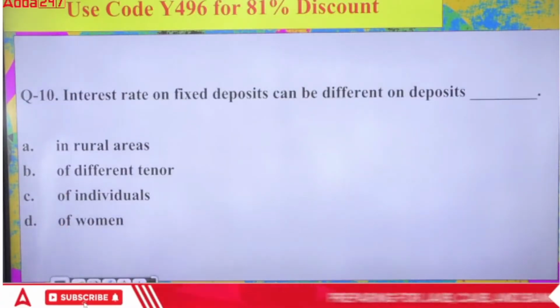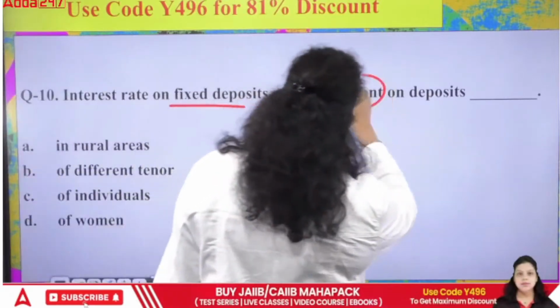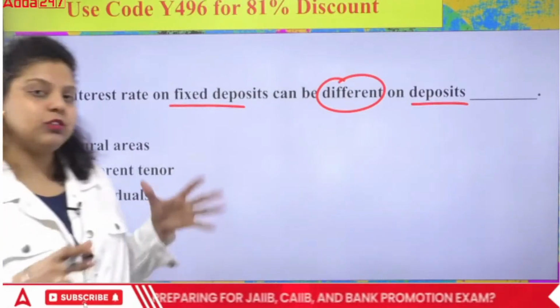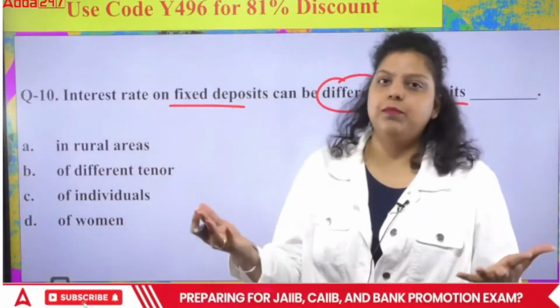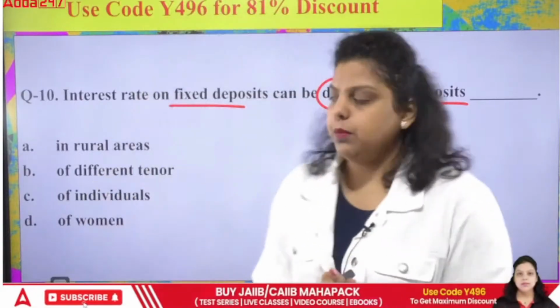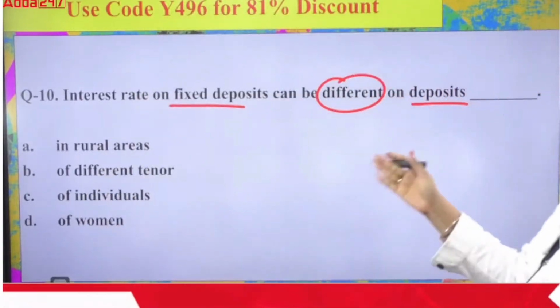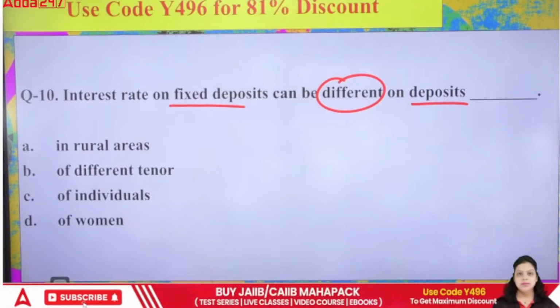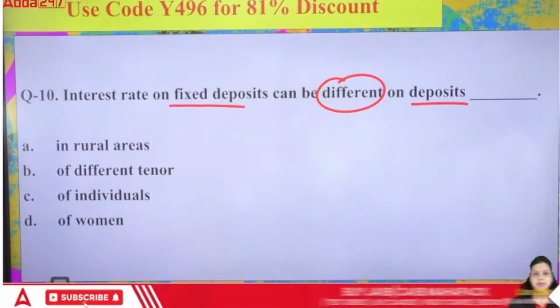10th. Interest rate on fixed deposit can be different on deposit dash. On what condition or by which particular points are banks deciding the interest rate to be provided on the term deposit? First, in rural areas. Second, of different tenures. Third, of individuals. Fourth, of women. So on the basis of which of the following factors does a bank decide the interest rate in the fixed deposit?